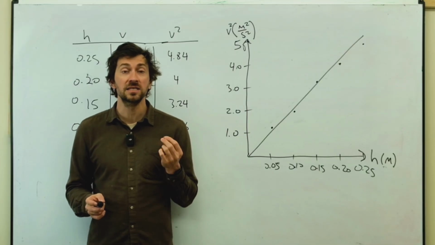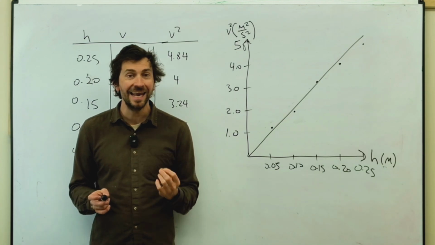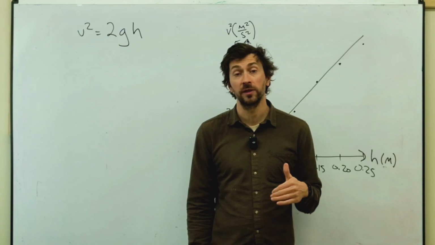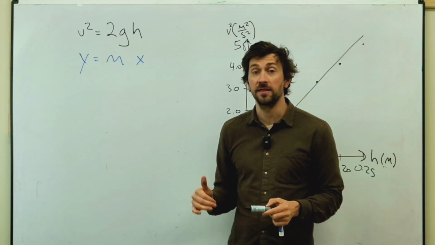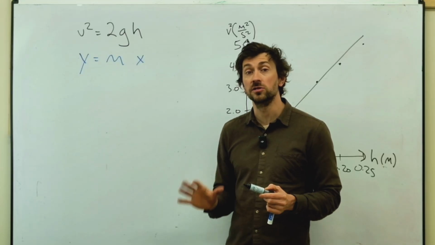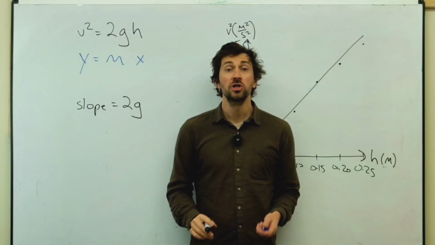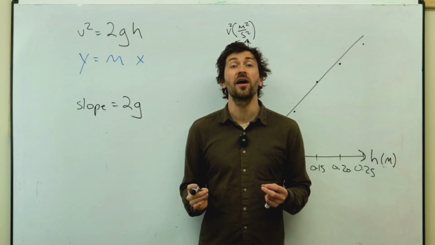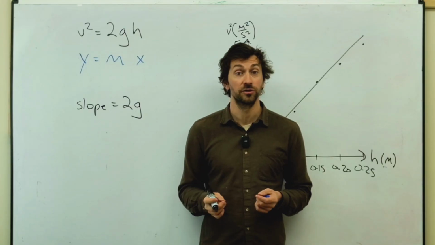So the last step for this question is to take the line of best fit and connect it to the formula. I always like to compare the formula to the y equals mx plus b. If I look at these, I say that v squared is like my y, h is like my x. So what's left is the slope. The 2g is equivalent to the slope. So there you go. All I need to do is calculate the slope of this line to get a value for g. We're going to call this an experimental value for the acceleration due to gravity.